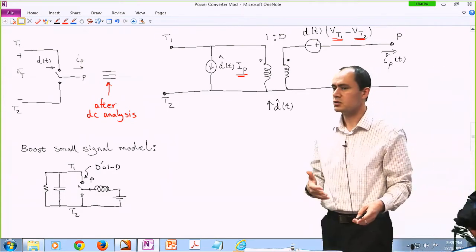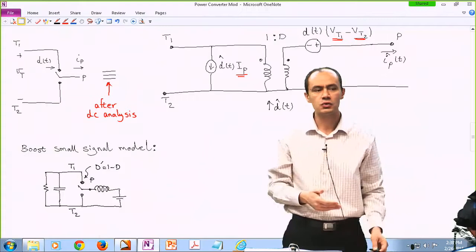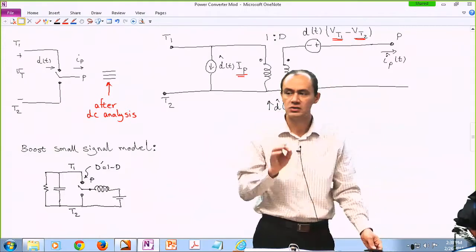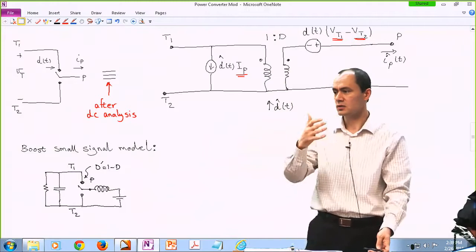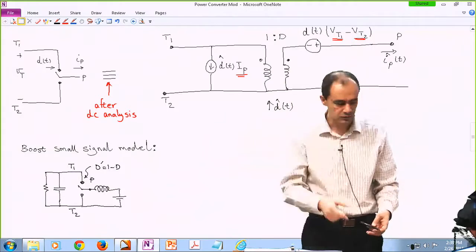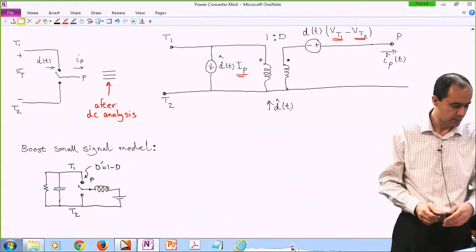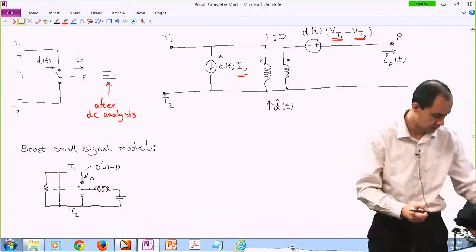Remember, in the boost converter the bottom switch is an active switch, and based on that the duty cycle is defined. However, in our original definition, duty cycle always represents the conduction of the top throw. So we just have to invert it. We call it D prime. In a lot of books, you see D prime is basically 1 minus D.